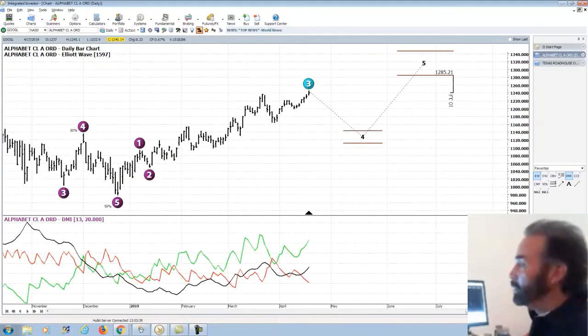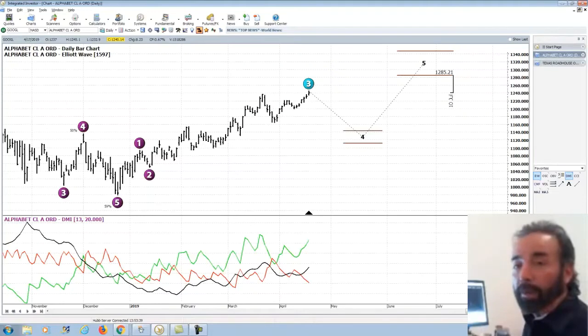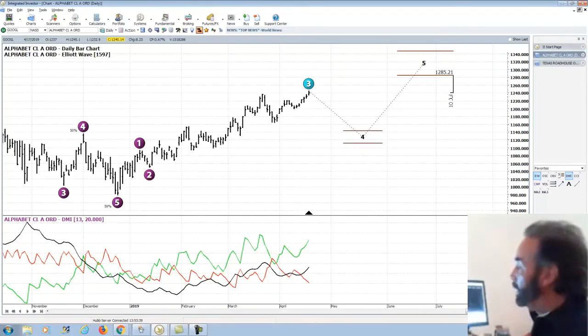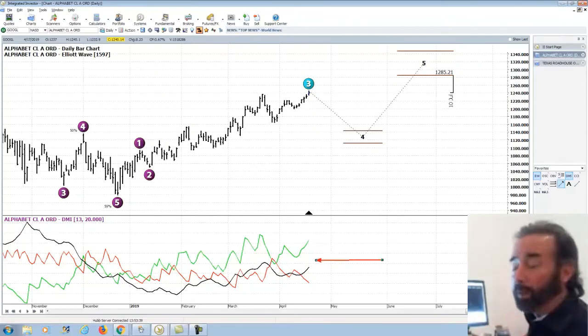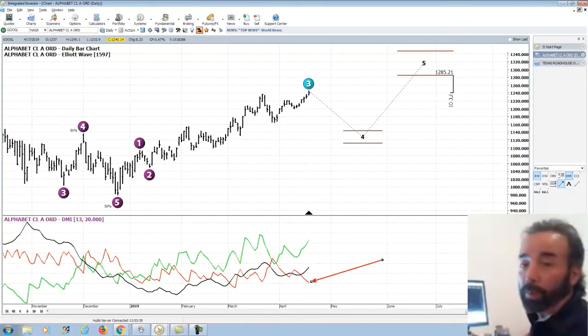So I use the DMI. It's one of my favorite confirming indicators with Elliott wave. And you can see that we have good separation here between the green line and the red line. The green line represents the positive directional indicator, or buying pressure. The red line indicates the negative directional indicator, or selling pressure. So think of it as buyers and sellers, bulls and bears.